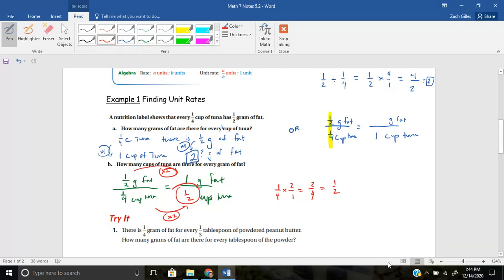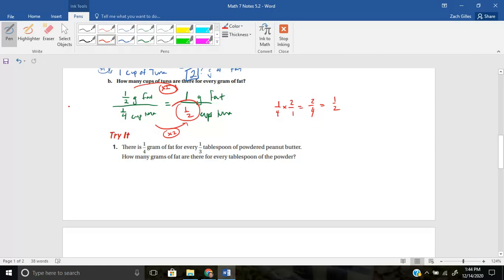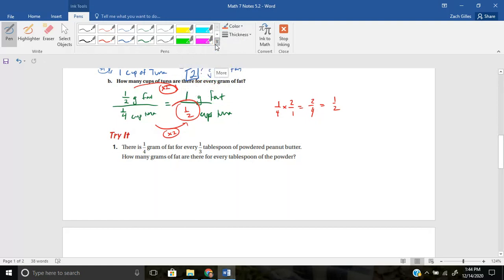Okay, so lots of different ways. Essentially, you're just keeping these 2 ratios proportionate. Why don't you go ahead and pause and try it here, number 1, please. Alrighty, it says there is a quarter gram of fat for every 1/3 tablespoon of powdered peanut butter. It wants to know how many grams of fat, so I'm going to keep my grams of fat on the top, are there for every 1 tablespoon of powdered peanut butter.